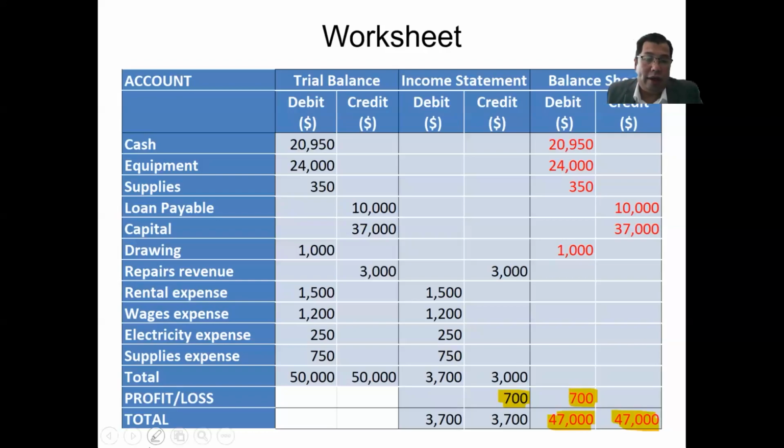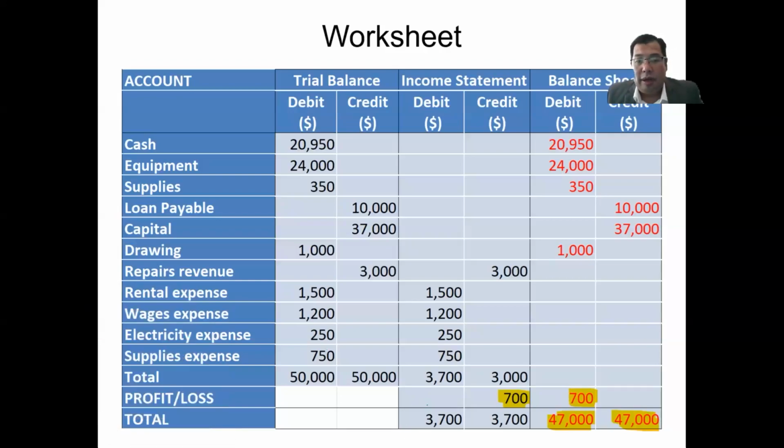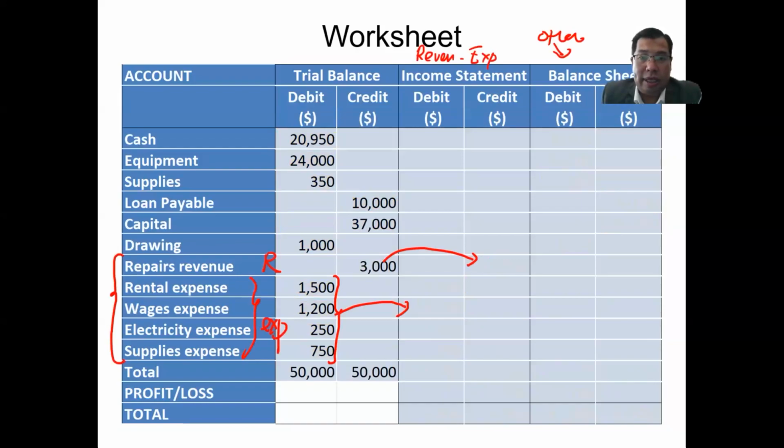What happens if you make a profit? If you make a profit here, in your balance sheet you're going to record it on the other side. This is debit, so this will be credit. But don't worry, you're going to do this a lot with Miss Yusra and Miss Afmin. Let me just repeat the process again.